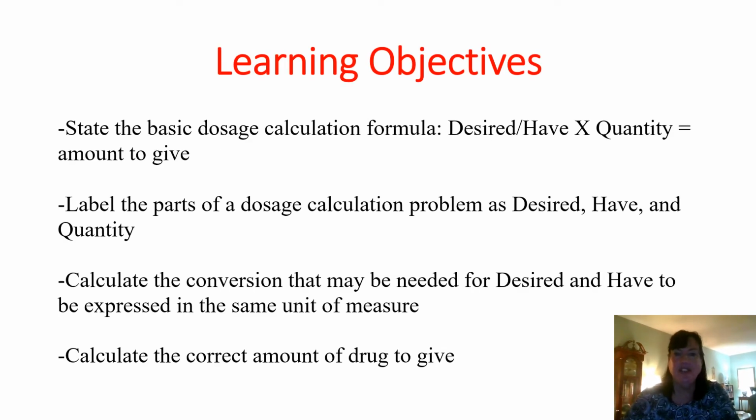State the basic dosage calculation formula, which is desired over have, or desired divided by have, times quantity equals the amount of drug for the nurse to give. Label the parts of a dosage calculation problem as desired, have, and quantity. Calculate the conversion that may be needed for desired and have to be expressed in the same unit of measure. Calculate the correct amount of drug to give.